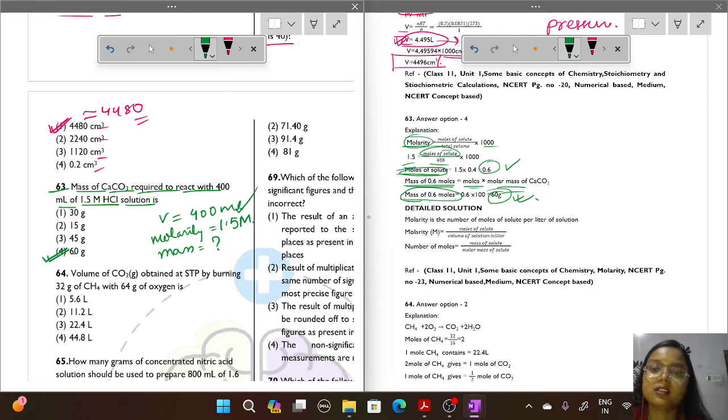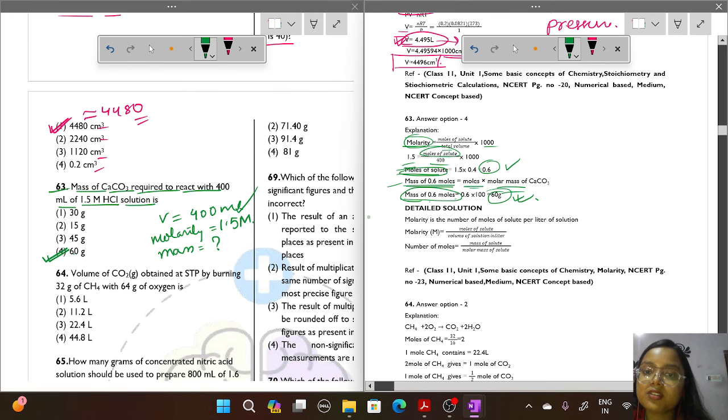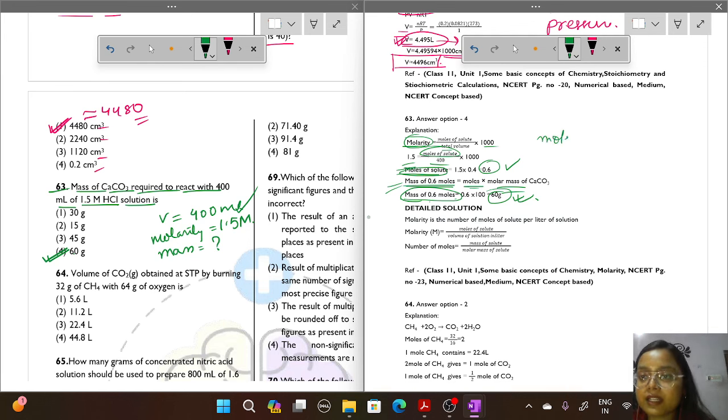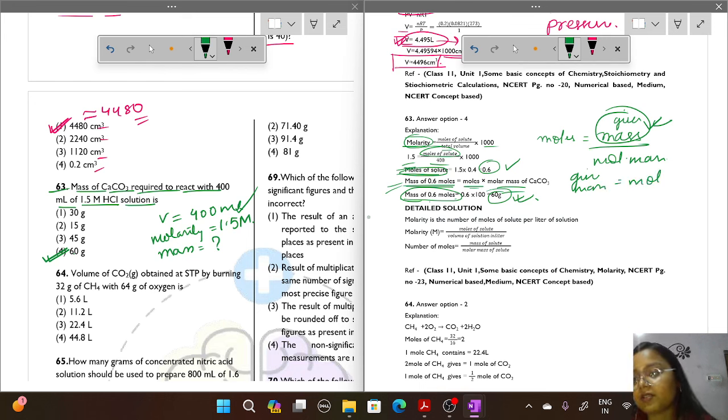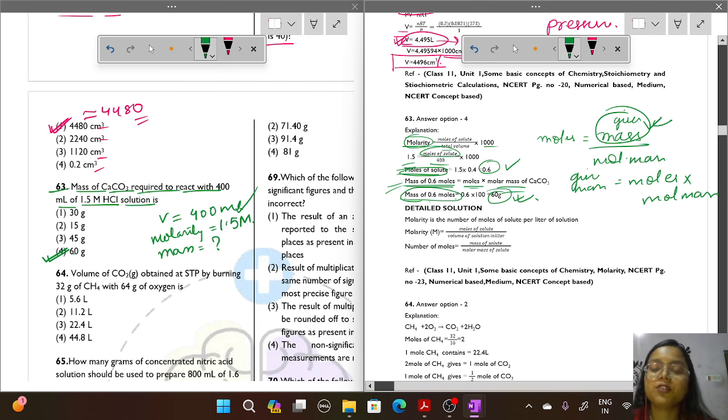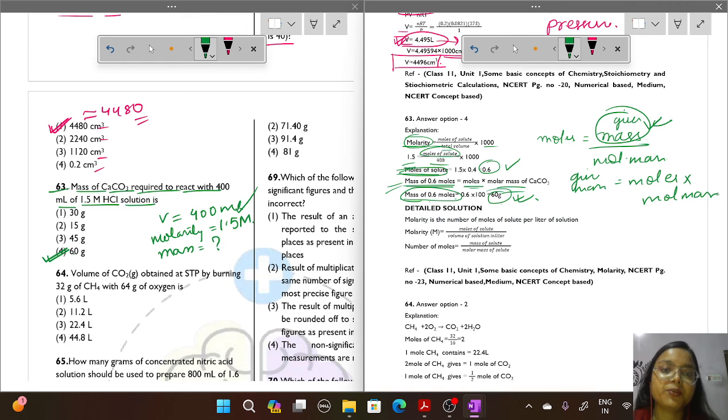If you are confused about how we found the mass: we know that moles is given mass by molecular mass. This we have to find out, so given mass will be moles into molecular mass, right? So from this formula we will find the mass of 0.6 moles, which is 60 gram, option number 4.